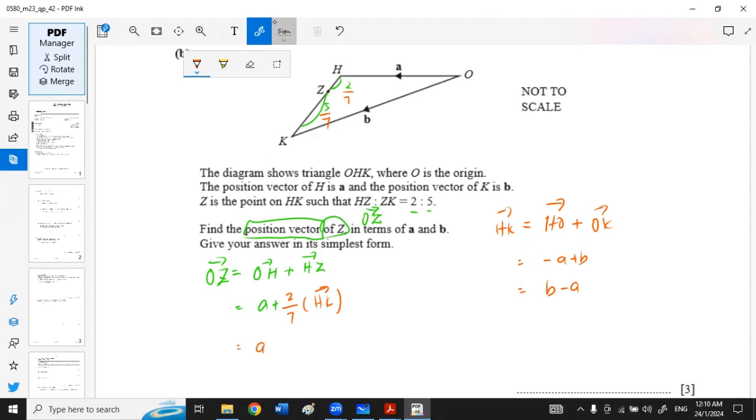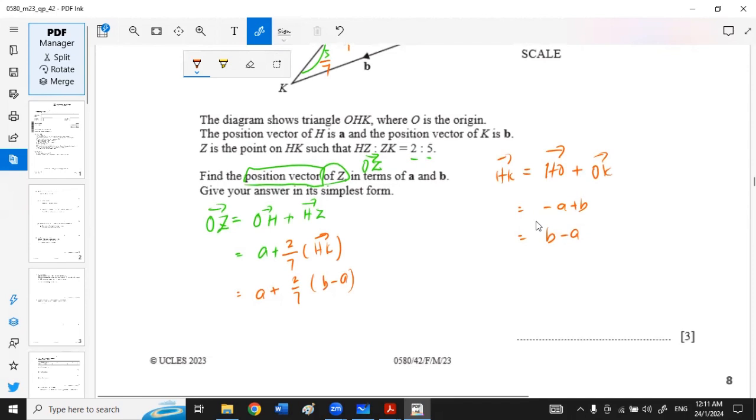So this equals A plus 2 over 7 of (B minus A). Simplify, equal to A plus 2 over 7 B minus 2 over 7 A. So equal to 5 over 7 A plus 2 over 7 B.